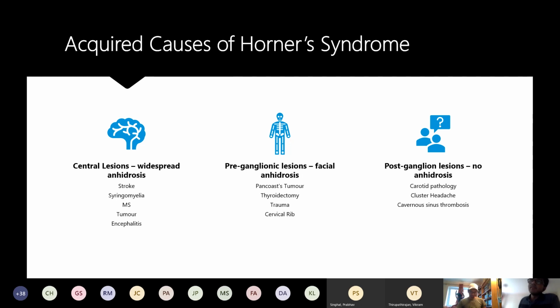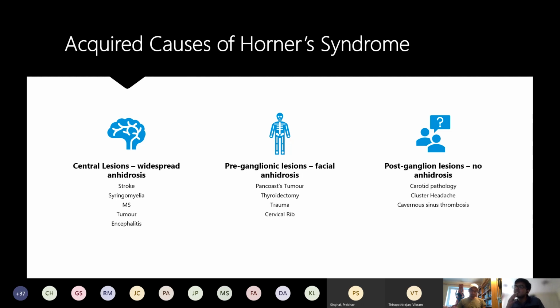Yeah, that's a really useful way to remember it, actually. Splitting up like this is useful because it also splits up clinically. If you've got an issue with your central nervous system, you tend to get widespread anhidrosis all over your body. If it's only on the face, you would be concerned about pathologies before the ganglions.